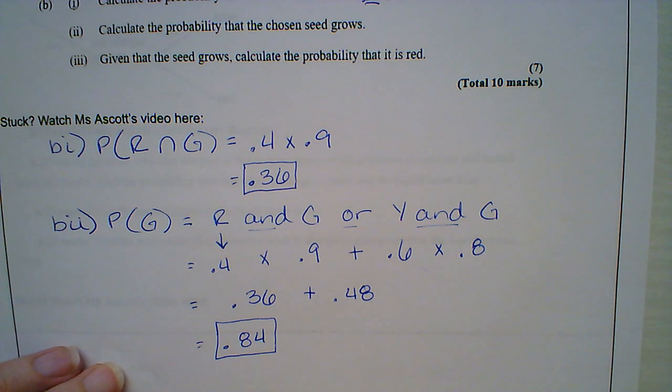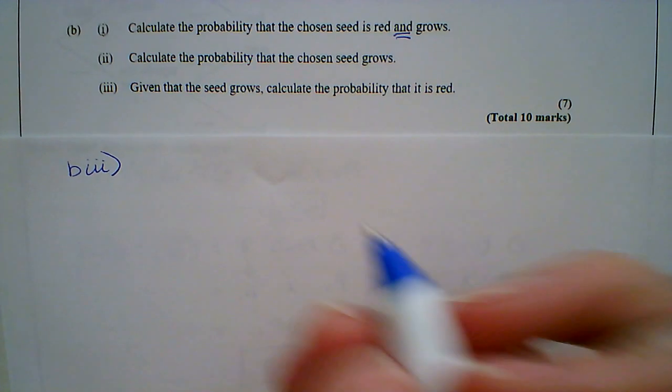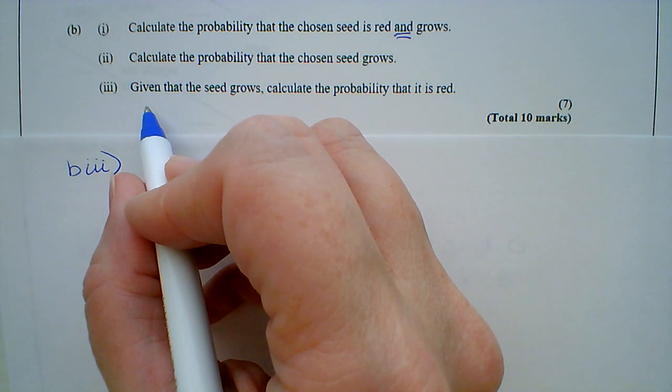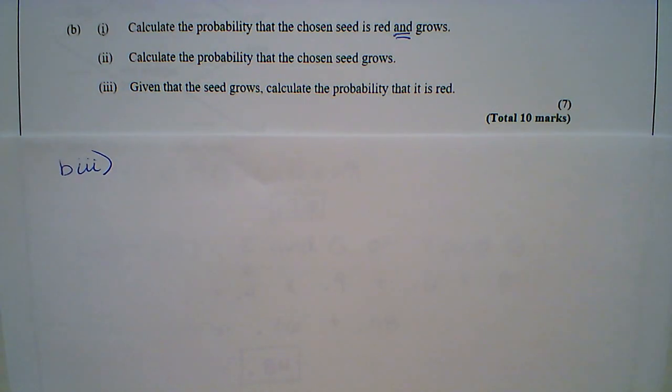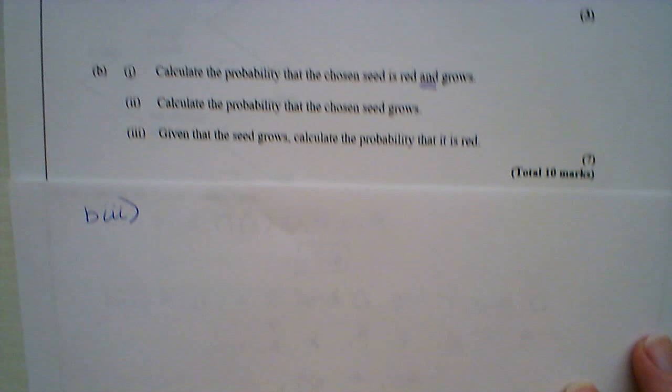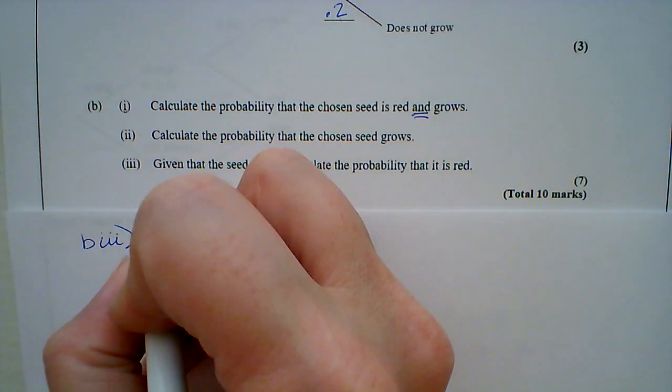Okay. Now I need blank paper. I'm out of space here. So now let's take a look at part B triple I. Given that the seed grows, oh, that's nice. They literally gave us the word given, right? And there's nothing sneaky or tricky on this one. Given that the seed grows, calculate the probability that it is red.